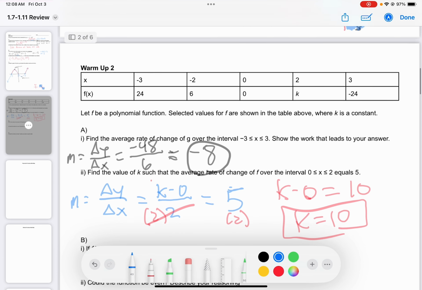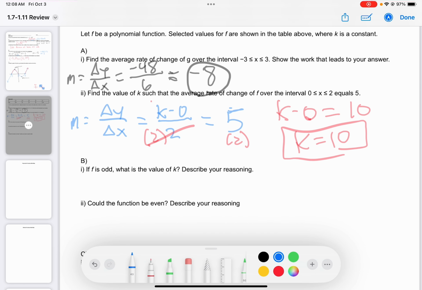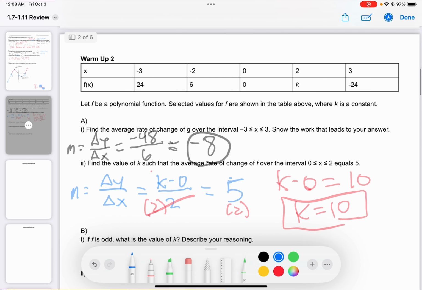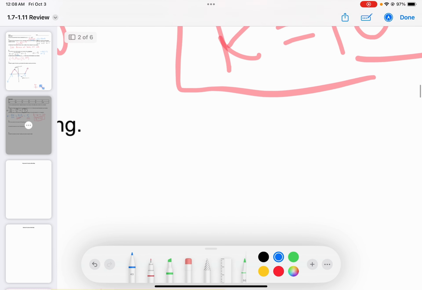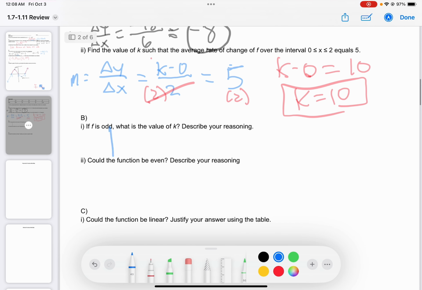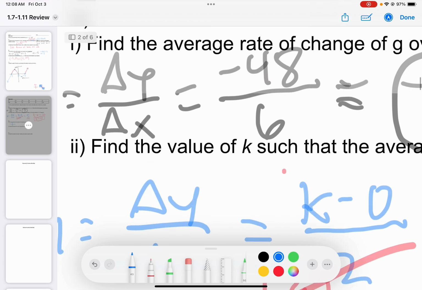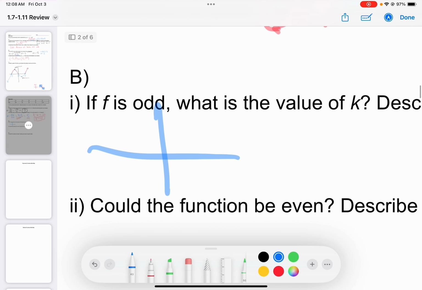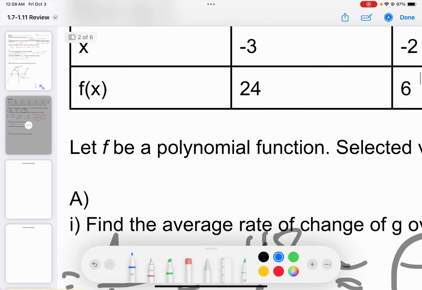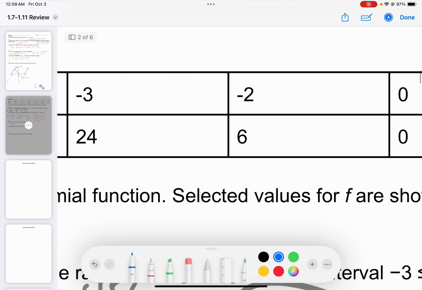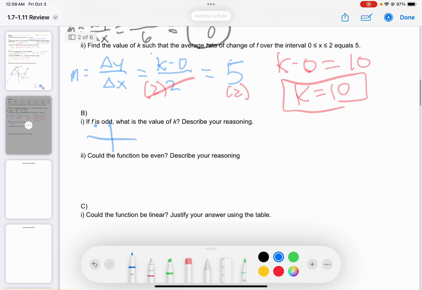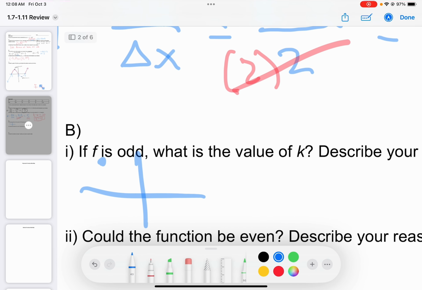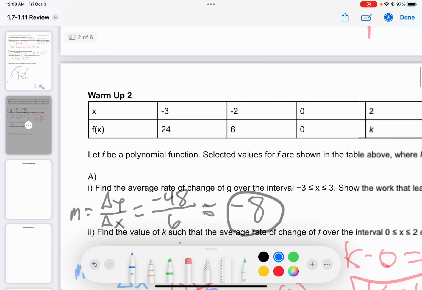Well, what if we just plotted these functions on a graph? What if we just plotted these points right here on a graph? So let's just make a mini graph. I'll zoom in on it for a second. We have the points -3, 24. And again, I'm just kind of rough sketching it. -3, 24, and -2, 6, 0, 0. Right, that was on there.